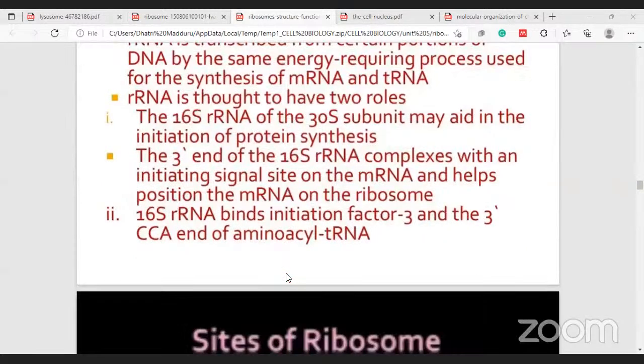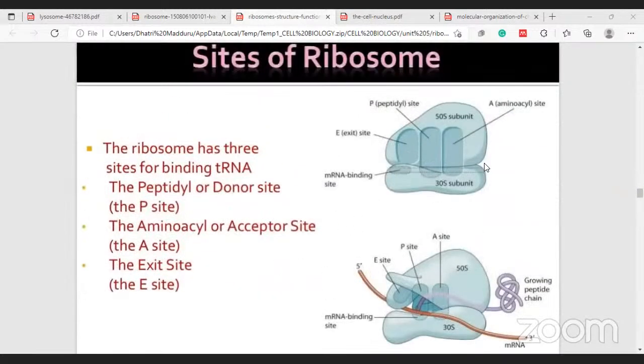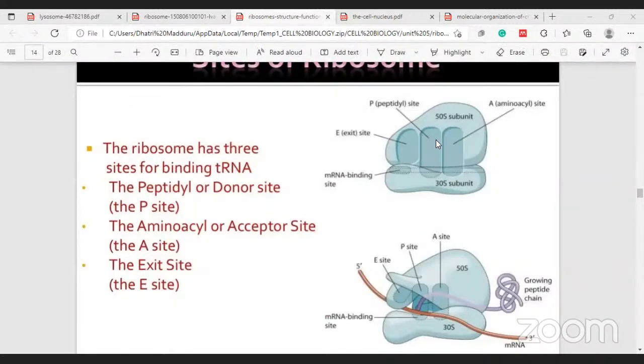So in the ribosome, we have the A site, P site, and E site. This ribosome has binding sites for the tRNA. First is the P site. The P site is the peptidyl site, the donor site, and the A site is the amino acid or acceptor site, and the E site is the exit site.